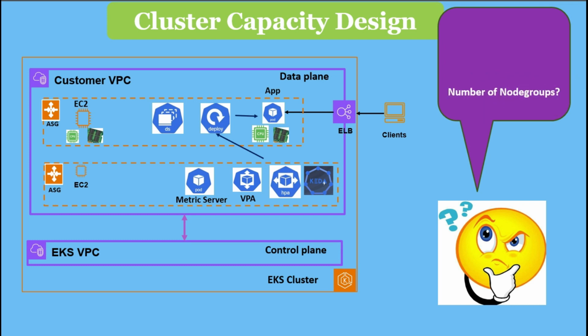Then, how many node groups do we need to keep in the cluster? One node group is recommended to keep all the important pods, for example, metric server, vertical pod autoscaler, KEDA, cluster autoscaler, Prometheus, Grafana. Any critical pods which need to be running all the time can be kept in one dedicated node group. And we can have additional node groups for the workloads. You can have one or more workload based node groups.